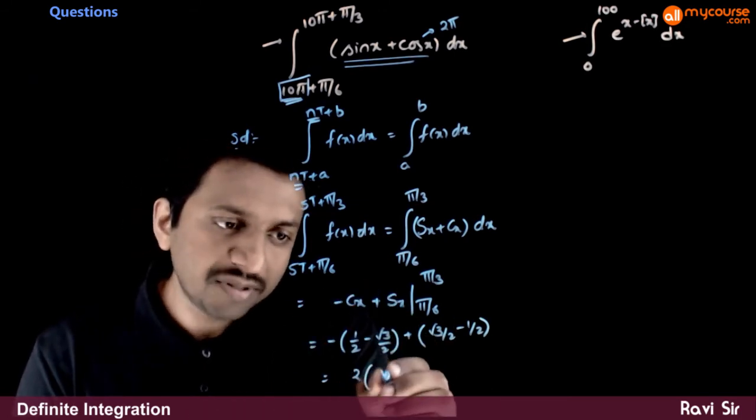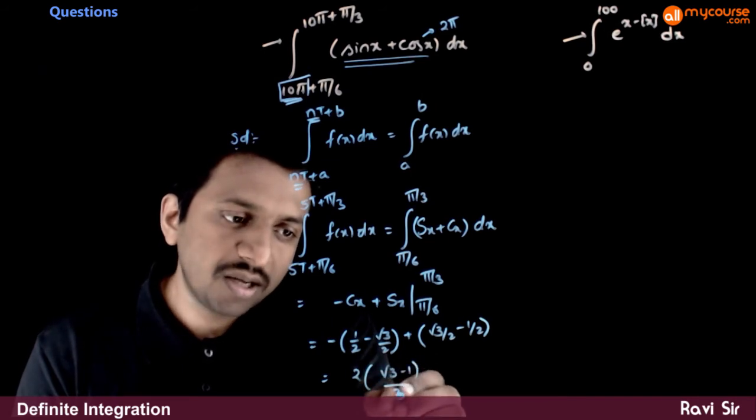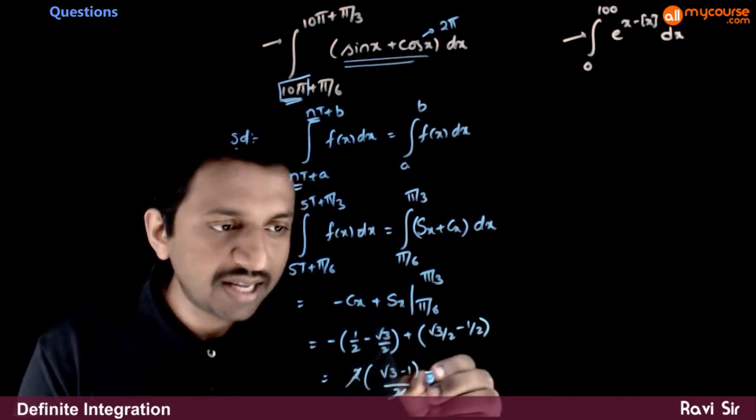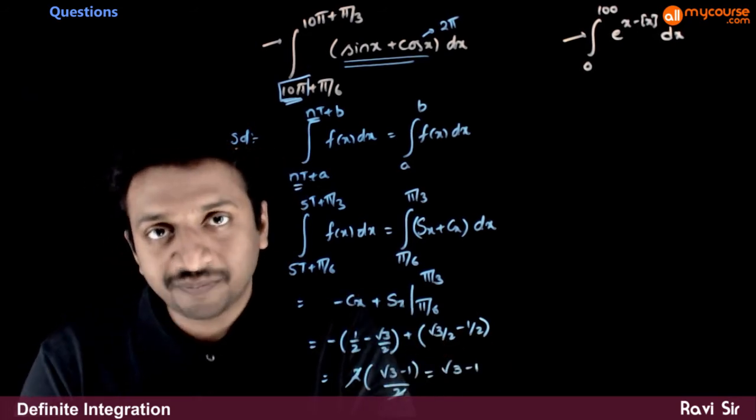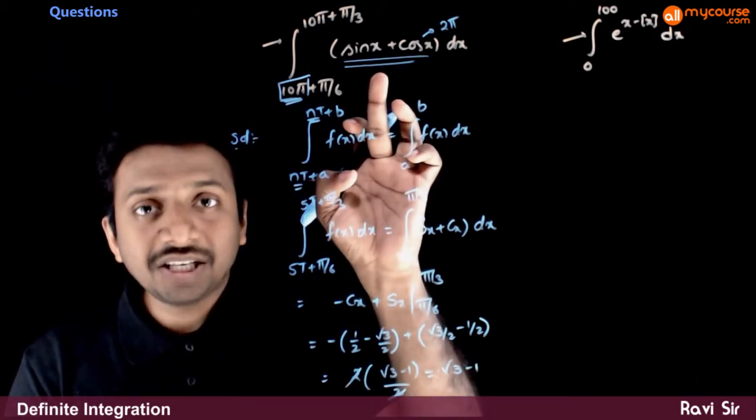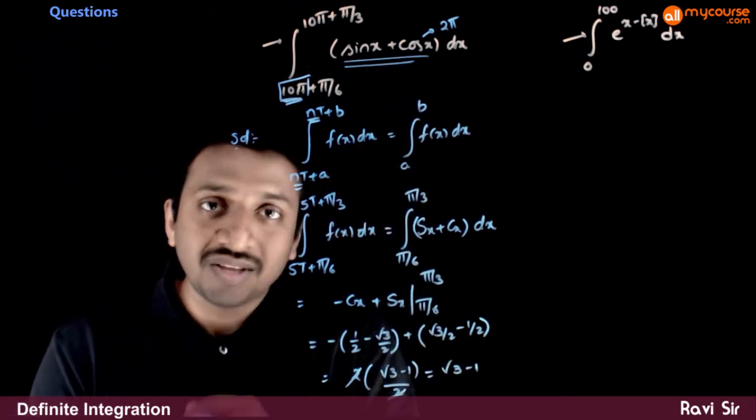So 2 times root 3 minus 1 by 2. This 2 and 2 get cancelled. So you get root 3 minus 1 as the answer. So the integration of this is root 3 minus 1.